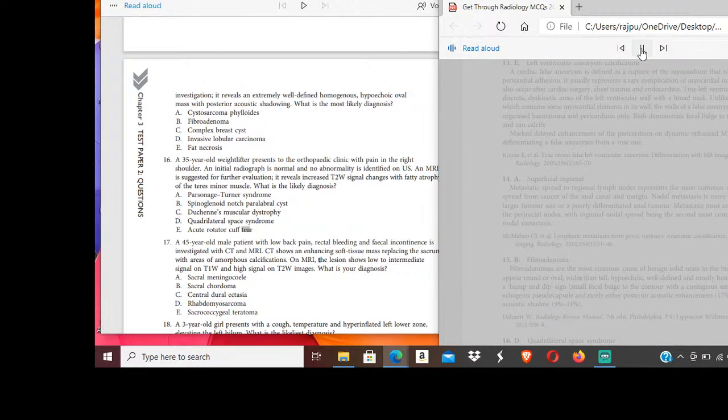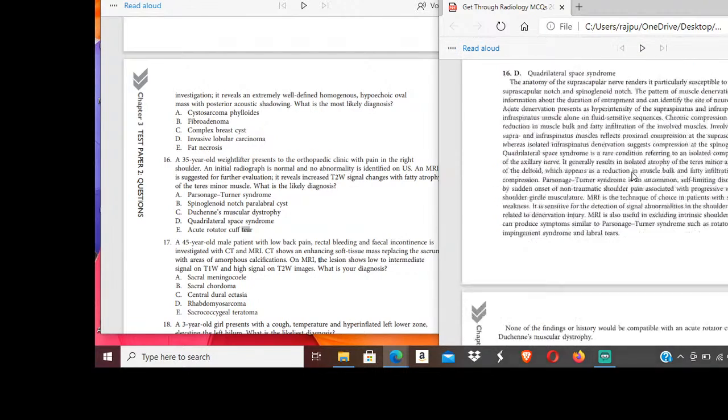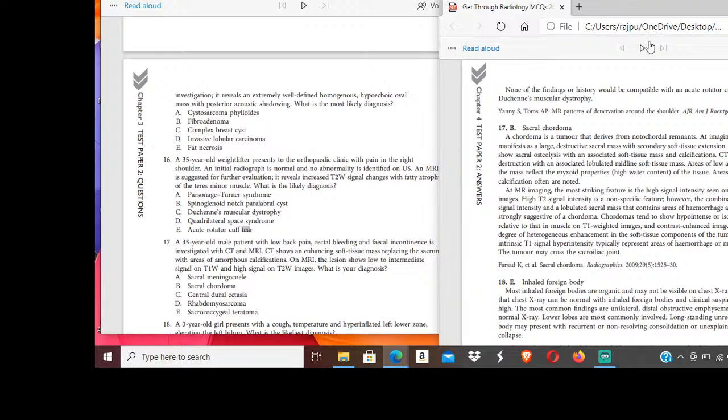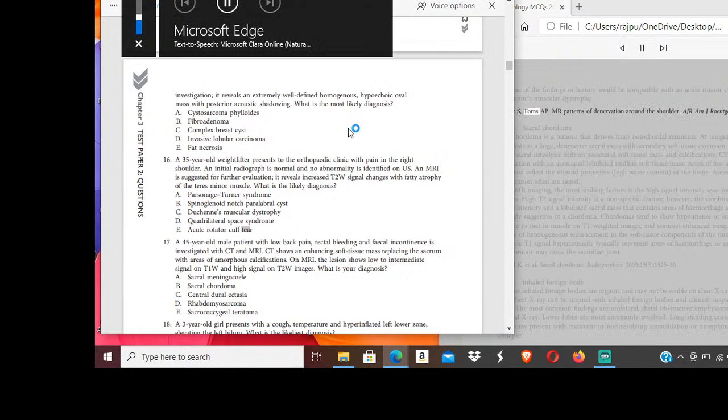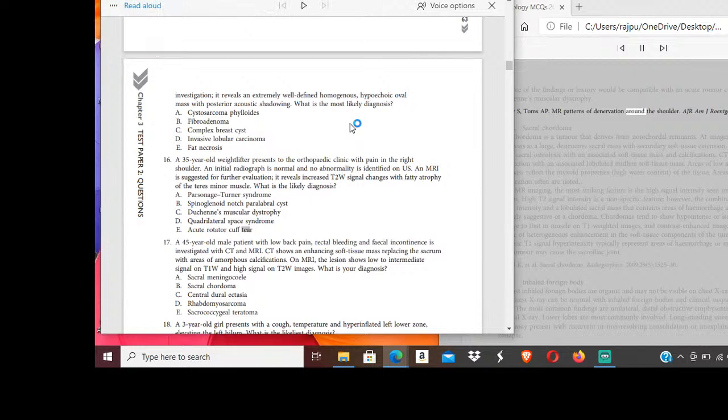Chapter 4. None of the findings or history would be compatible with an acute rotator cuff tear or Duchenne's muscular dystrophy. Yanni S., Toms A.P., MR patterns of denervation around the shoulder. AJR, Am J Roentgenol.